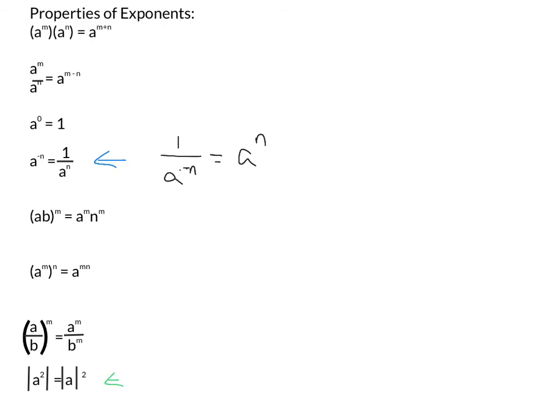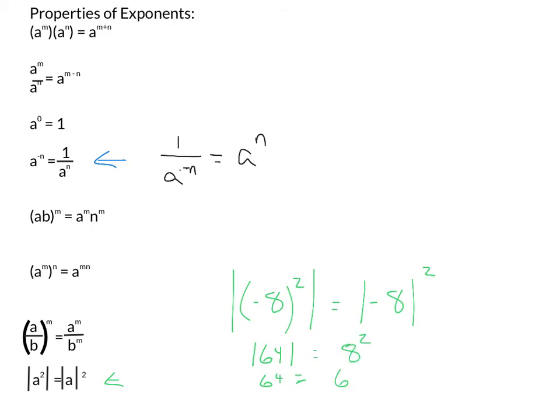Okay, and the other one we didn't really talk about was down here, this very last one. If I put a to the second in absolute values, that's the same as doing the absolute value of a and then raising it to the second. So what it's saying is, if you were to do, let's say, negative 8 squared, and then do the absolute value of that after, it's the same as doing the absolute value of negative 8 and then squaring. Well, negative 8 squared is 64, and then the absolute value of that is still 64. While on the other side, the absolute value of negative 8 is 8, and then 8 squared is also 64.